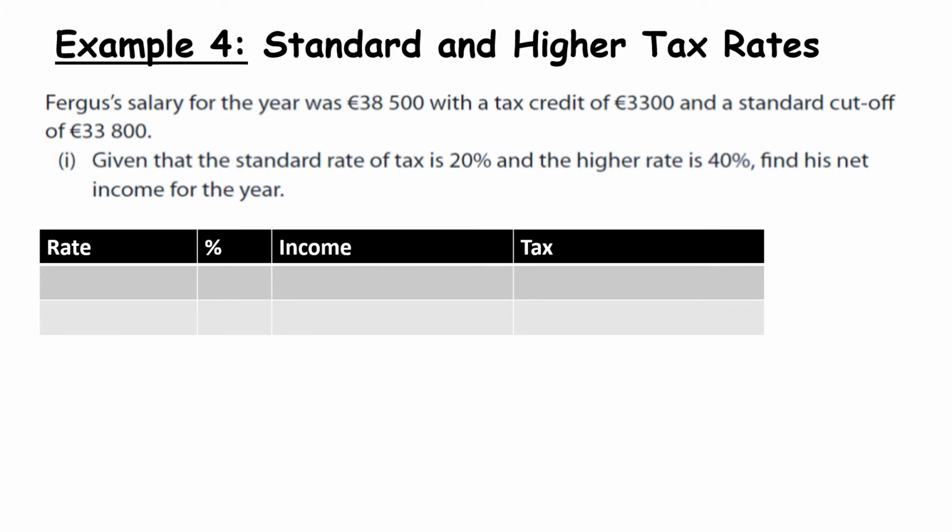So let's look at another question here. Fergus's salary for the year was 38,500. That's his gross income. There are tax credits of 3,300 and a standard rate cutoff point of 33,800. Standard rate of tax is 20%, higher is 40%. Find his net income. So we haven't seen how to actually do the net income piece yet. Let's see how this goes.